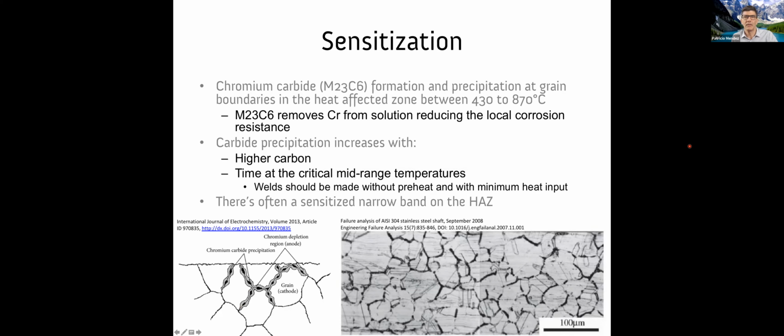Time, say you cook the things for too long, right? You have a high heat input, or you decided you wanted to preheat. Both are pretty bad ideas, because that gives time for whatever carbon you have there to react with the chromium and precipitate, right? In the heat affected zone, sometimes you cannot avoid having some of this effect, but you want to have it as narrow as you can, as small as you can, because a small area susceptible to corrosion is much better than a big area susceptible to corrosion.